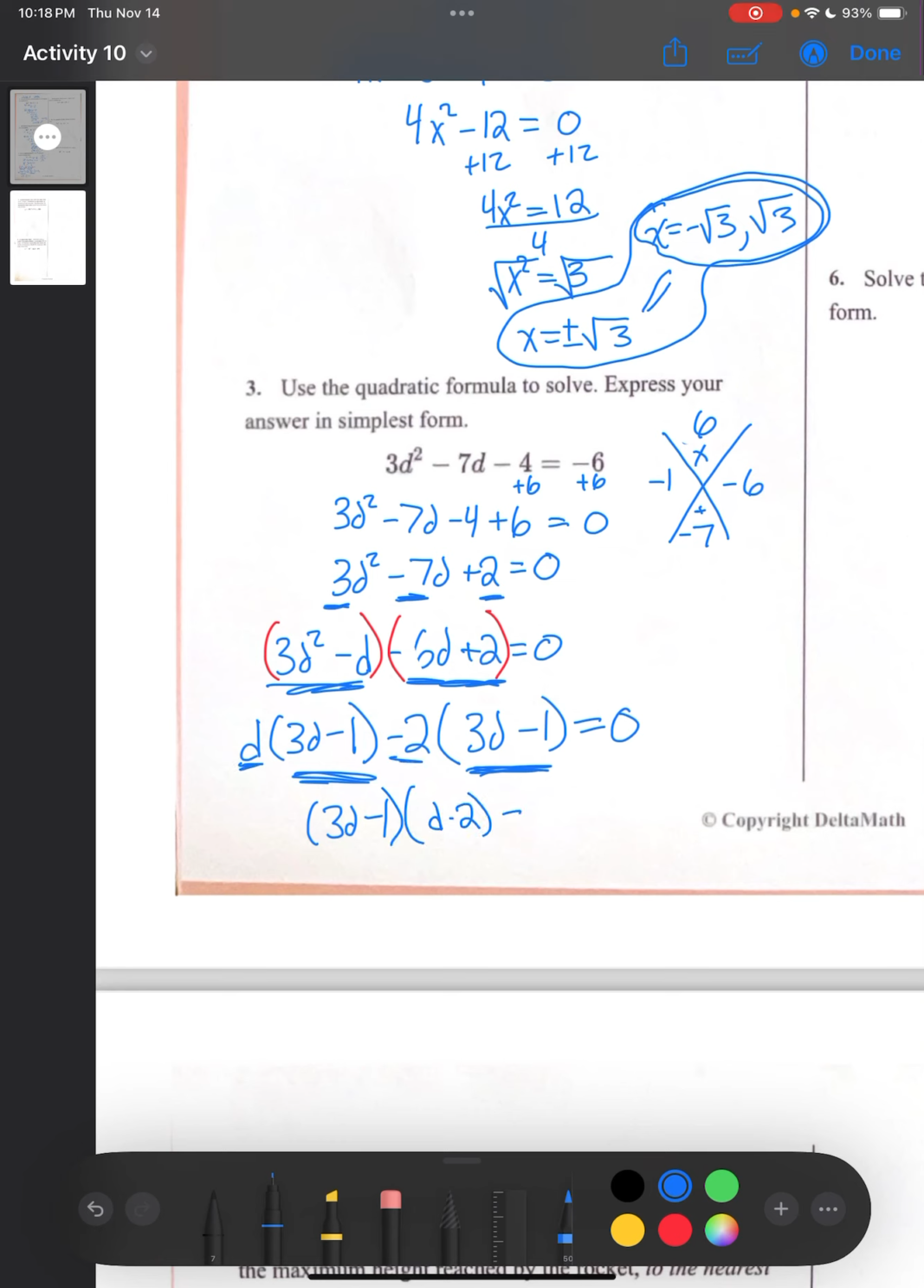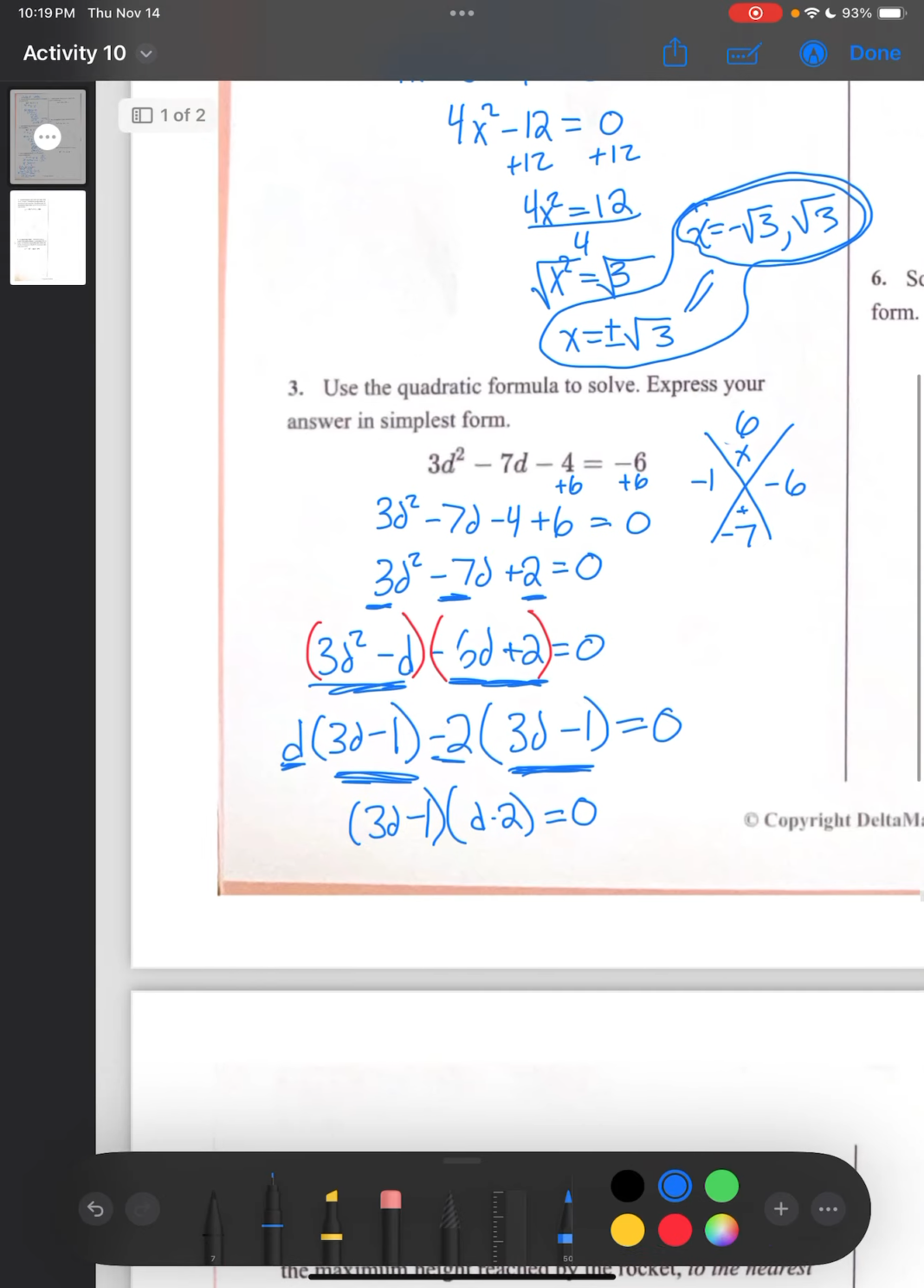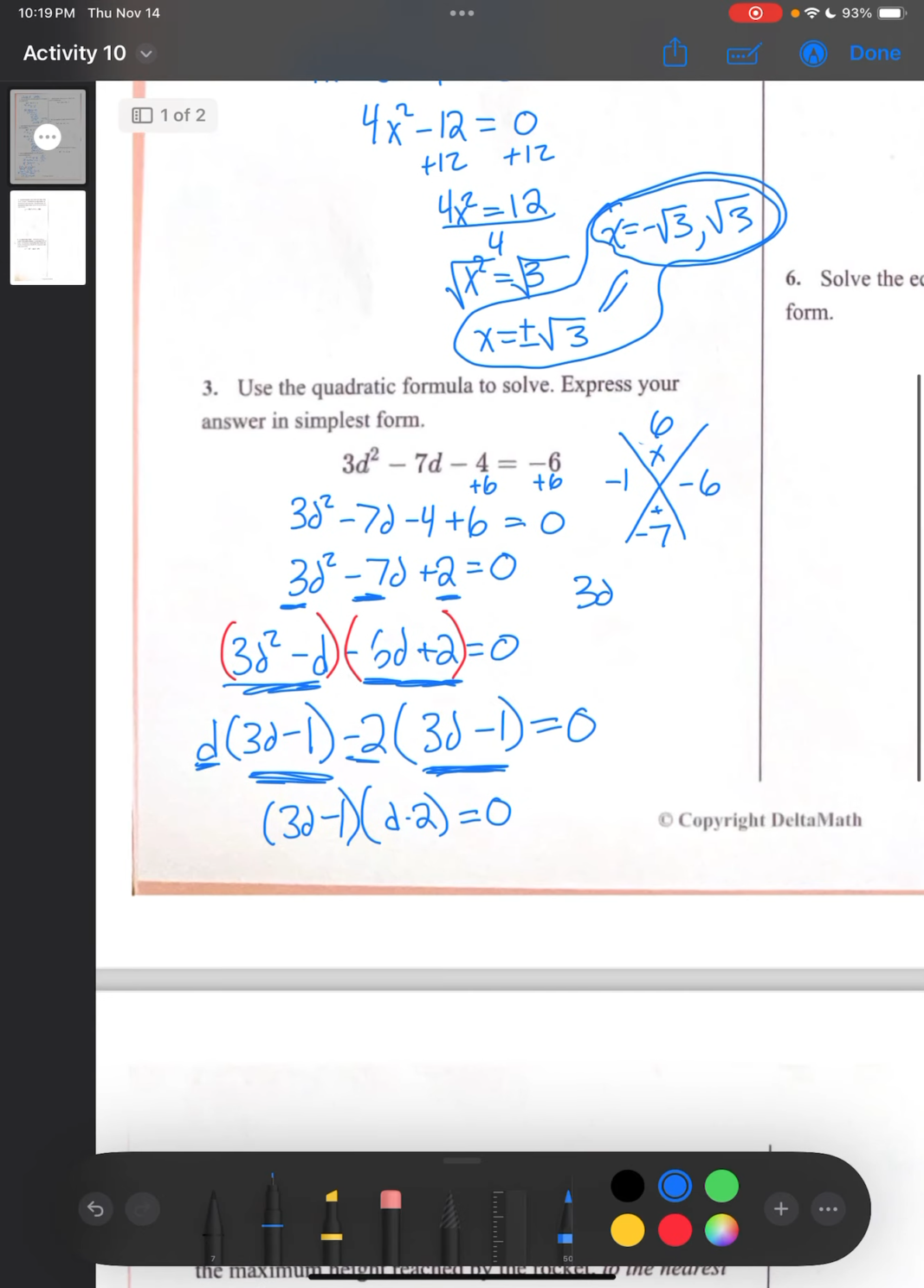But that is not where we stop. Remember, now that we have it all equaling 0, we need to find where 3d minus 1 equals 0, and where d minus 2 equals 0.